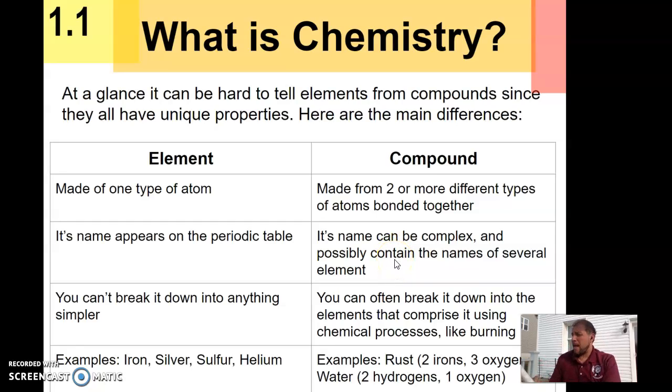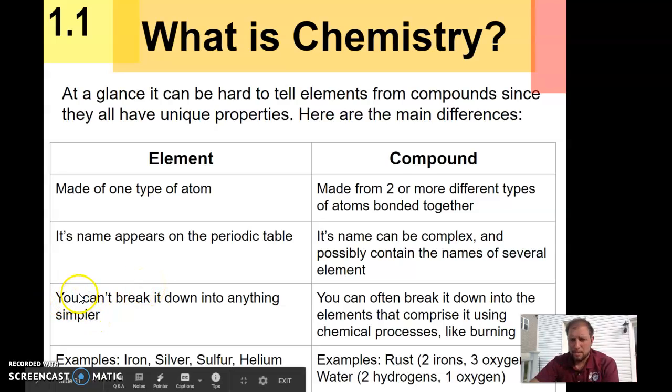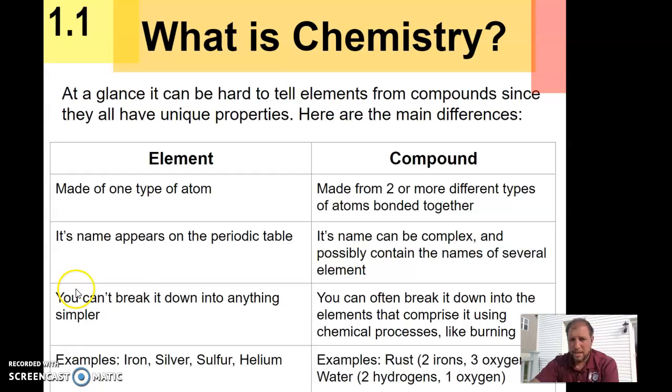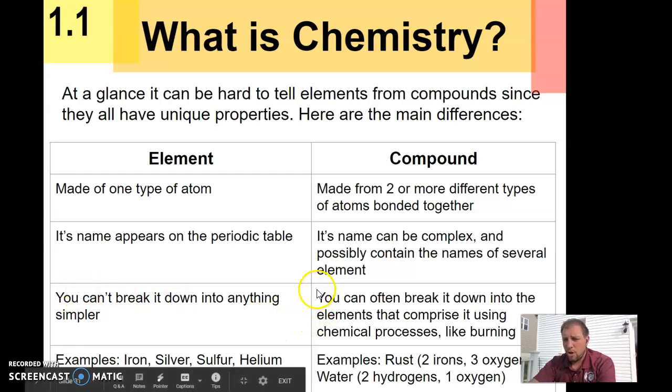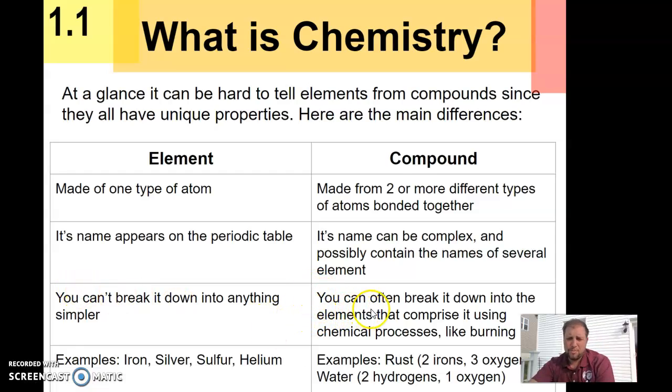If you just look at the back of a container of something from a CVS or something, you'll see a whole bunch of ingredients. These are all compounds. Water, cetearyl alcohol, stearyl alcohol, glycerin, carbomer, dicetyl phosphate, dimethicone. These are all compounds. An element, you can't break it down to anything simpler. It's already as simple as it's gonna get. Whereas a compound, you can often break it down into the elements that comprise it.